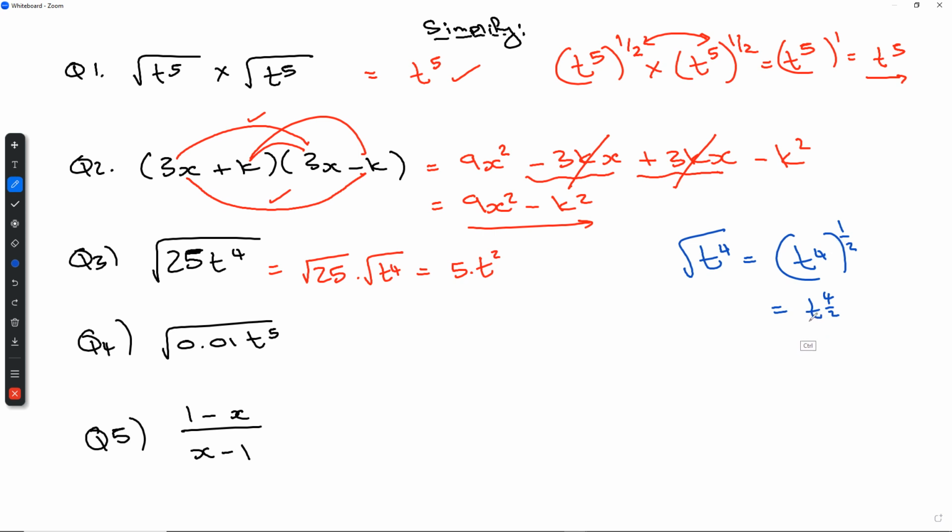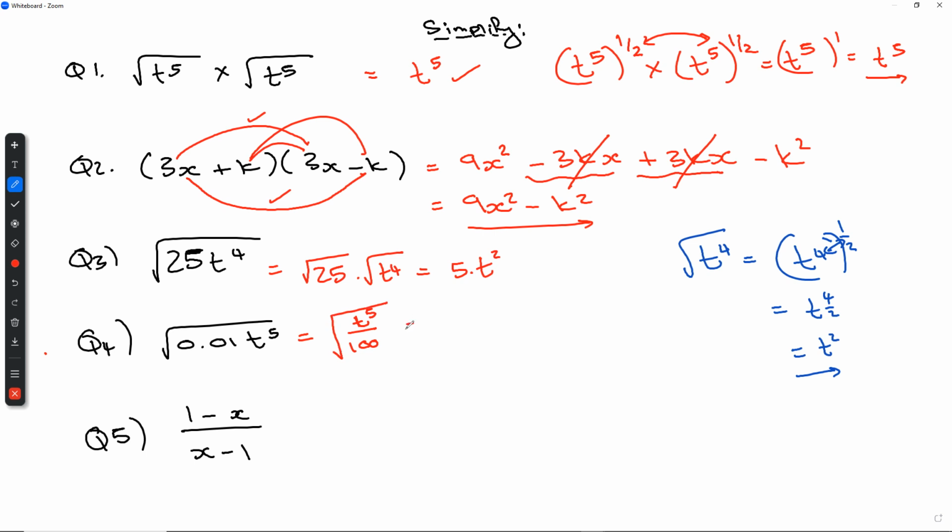That's how we would explain that. All right, I'll leave that on there. Let's carry on. The next one, what I have over here is 0.01. Now that's the same as 1 divided by 100. And t to the power 5 is simply multiplying at the top.